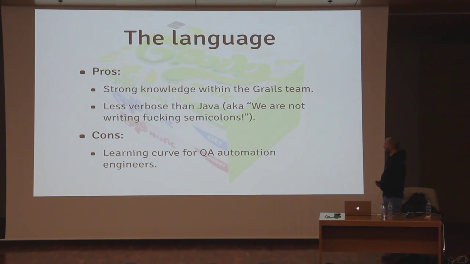What else? So the language, as I told you, the QA team was using Java, and the decision was obviously to switch into Groovy. The advantages of this is that we already have within the company strong knowledge, especially in the Grails team. We know that Groovy is less verbose than Java, or said in a different way, we're not going to write semicolons. The disadvantage is basically for a QA developer or QA engineer, there is a slight learning curve for them to learn Groovy. But it's nothing they can't do, with enough support. Because the same way they learned Java in the past, they can learn Groovy with the appropriate support.